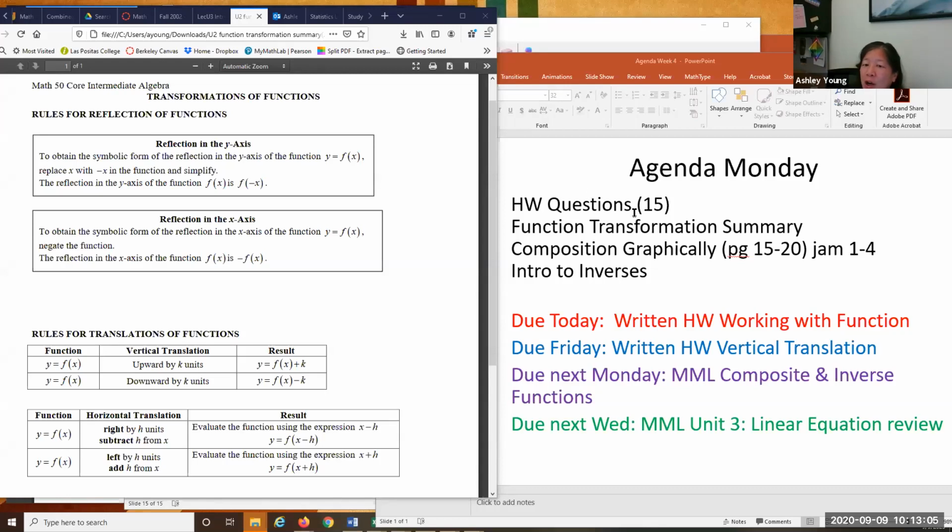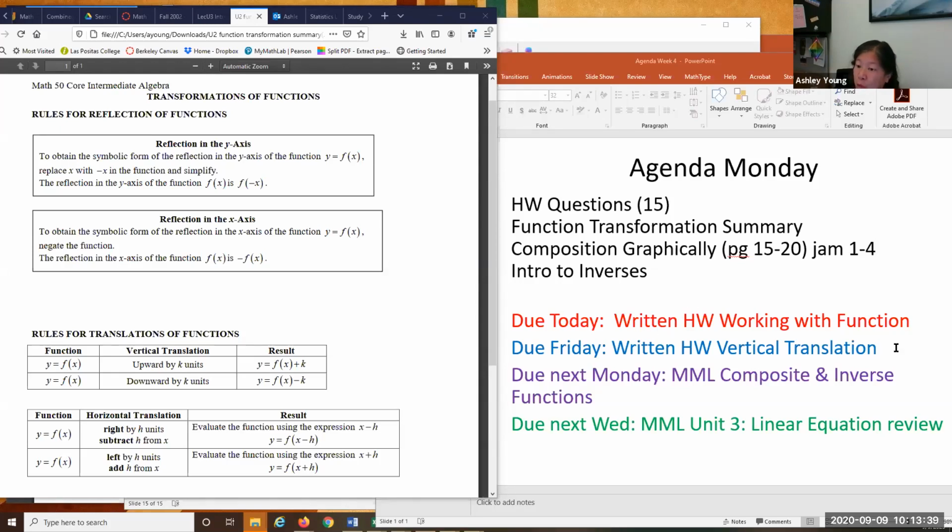So this is how we're doing today. I'm going to see if you guys have any homework questions. I just did the function transformation summary. And then we're going to work on composition graphically, which again is jumping back to pages 15 through 20 in our Unit 2 handout. It's Jamboards 1 through 4. After that, we'll get to intro to inverses, which is at the very end of the packet, I think the last 8 pages. And then that'll be it for today. I don't know that we'll get through all of that today, but we'll try.